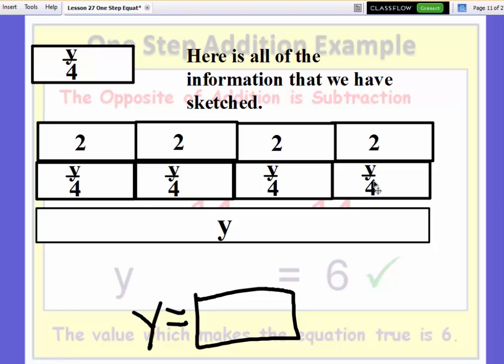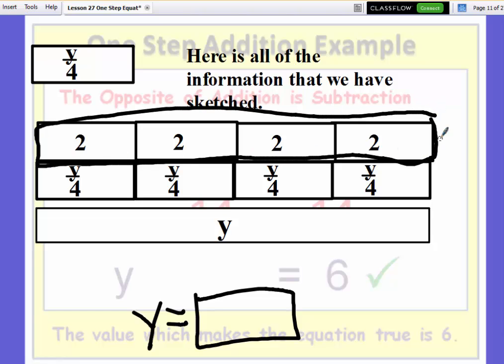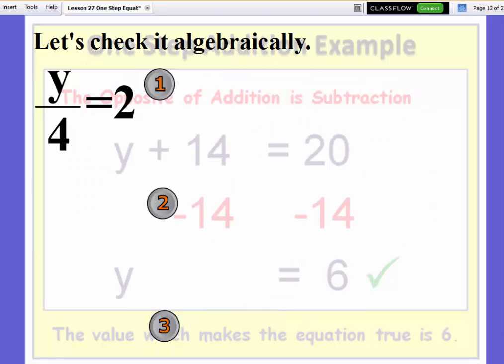I don't know what y divided by 4 is. Oh wait, it's the same as 2. So I can now count 2, 4, 6, 8. So this whole length is 8. Since they're the same length as y, I know that this is also going to be 8, because 2, 4, 6, 8. So what does y equal? It equals 8. But we're not done.